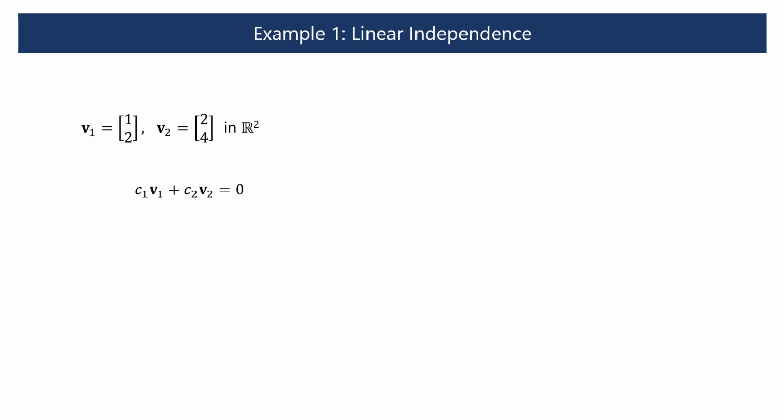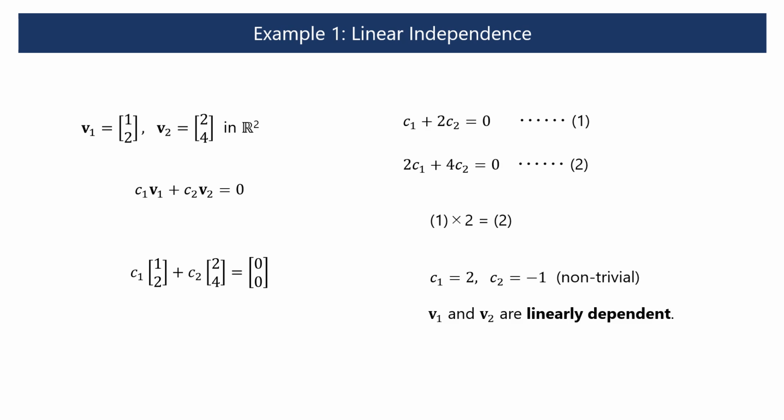As an example, let's consider the vectors v1 and v2 in R2. To check if they are linearly independent, we need to see if there are scalars c1 and c2 such that c1 v1 + c2 v2 = 0, and both c1 and c2 are not 0. This equation can be written in this way. Breaking this into component equations, we get the following. Here, the second equation is simply twice the first, indicating these vectors are linearly dependent. A solution is c1 = 2 and c2 = -1. So the solution is non-trivial. So v1 and v2 are not linearly independent.